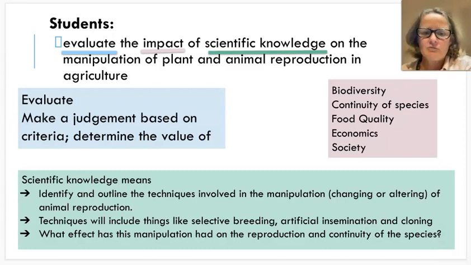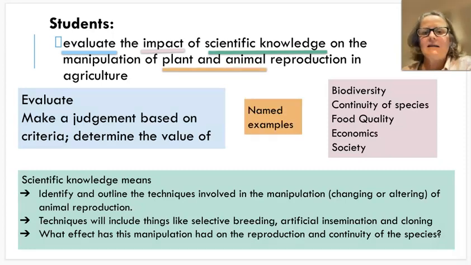So scientific knowledge means the techniques that might manipulate or change or alter animal reproduction. And this might be things like selective breeding, artificial insemination, cloning. And what effect does this actually have on reproduction and on the continuity of species? And in all of that, we've got to use some named examples from plants and animals.